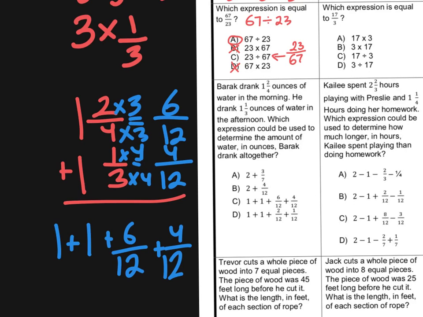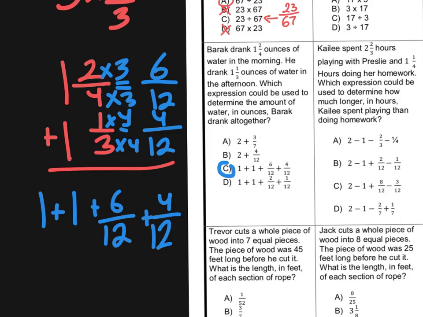And that one is going to be the letter C, because it's 1 plus 1, and then you have the 6 12s plus the 4 12s. A is totally wrong because there's no 7s anywhere. B is wrong because it's 2 plus 4 12s, but it's missing the 6 12s. D is wrong because there's no 2 12s or 1 12, so it has to be C. You don't have to solve for it, you just have to write the correct expression.